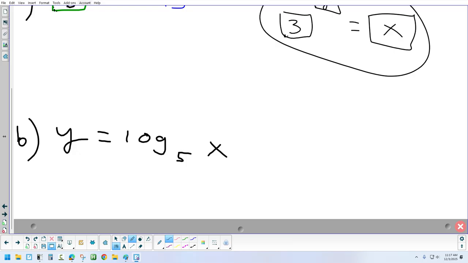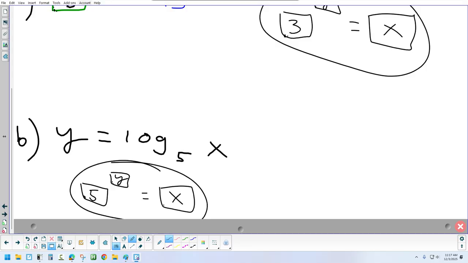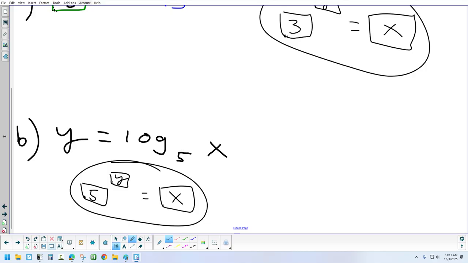All right, let's look at this one. So y equals log base 5 of x. So again, we're looking for something like that when we're done. What's going to go in this lower box on the left? 5, because that's my base. And the upper box? Y, because logarithm always equals the exponent. And the box that's all by itself, that's x. There you go. So that's again changing from log to exponential. Questions on that one?